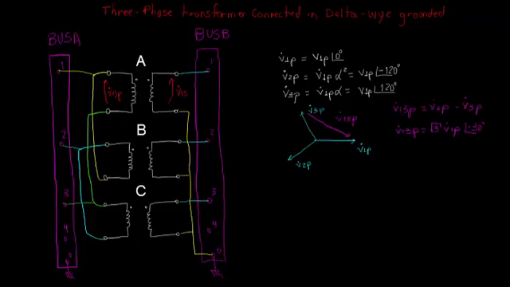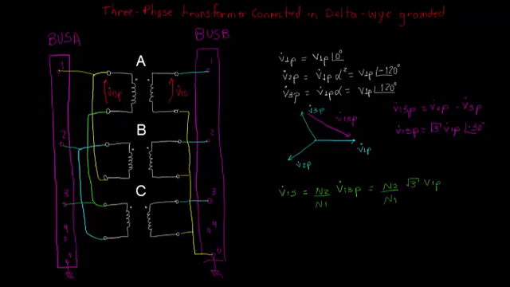Then, assuming that the number of winding turns of each transformer is N1 for the primary and N2 for the secondary, we can say that the voltage across the secondary side of transformer A, V1S, is equal to N2 divided by N1 times V13P.